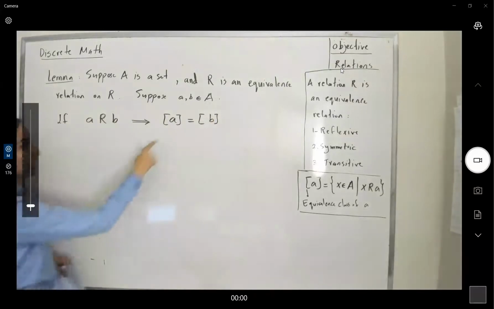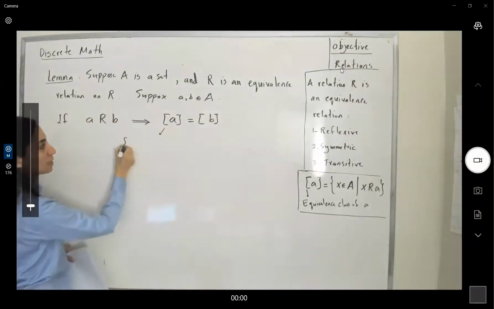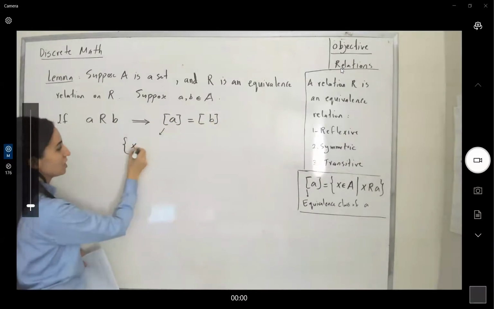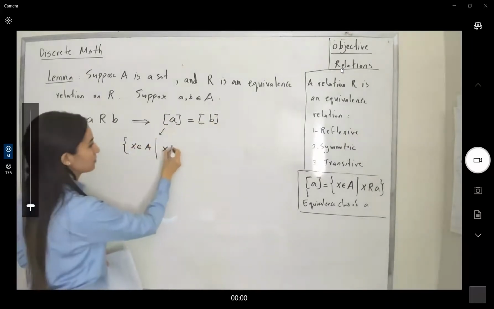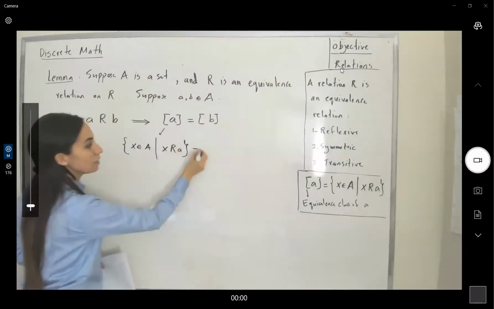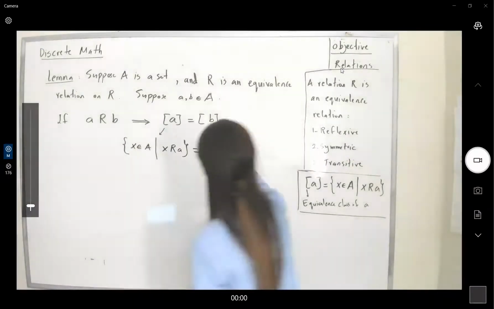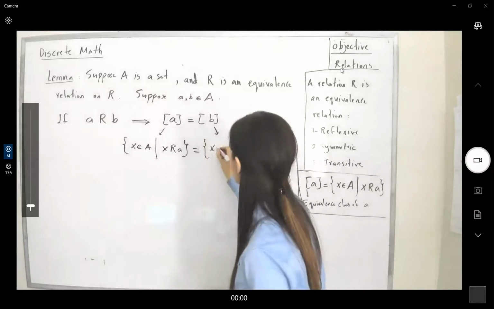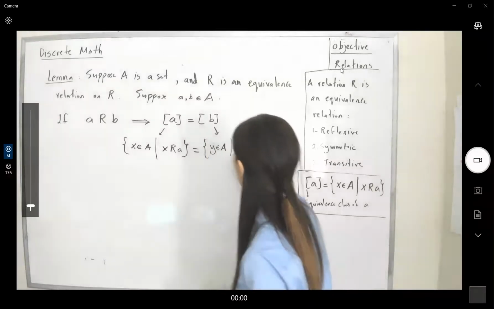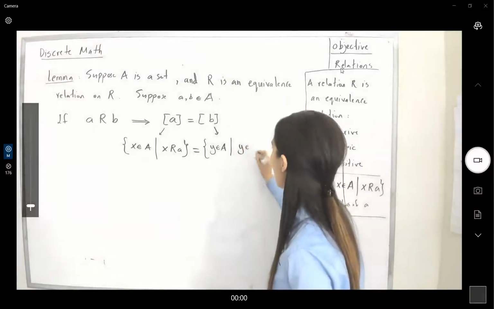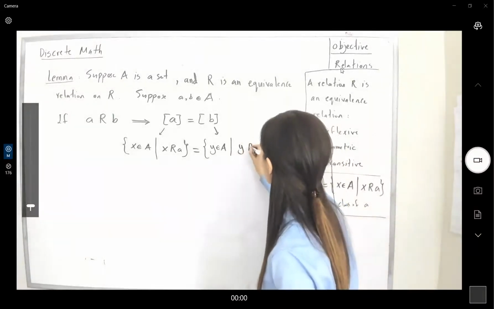What's the meaning of that? It means that the set of all members in A that are in relation with a is equal to the set of all members in A, let's call them y, such that those elements are in relation with b.